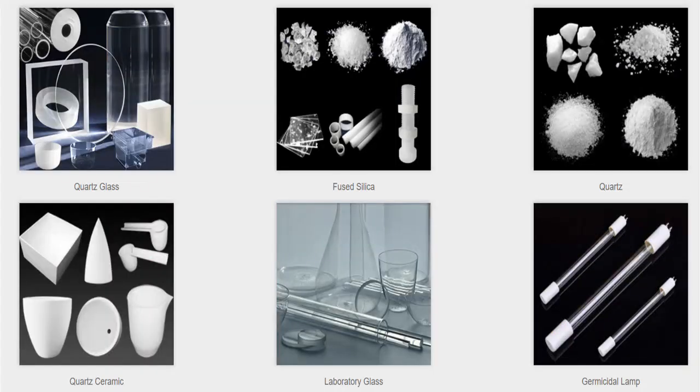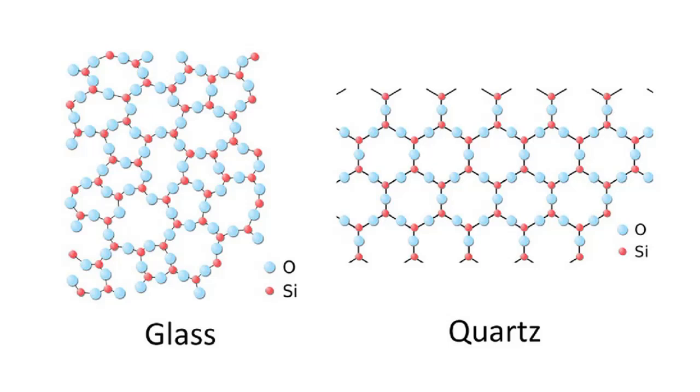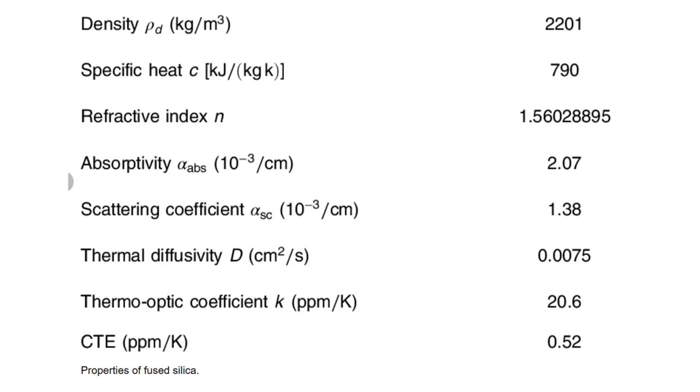Although fused silica is sometimes referred to as fused quartz or quartz glass, it's essential to differentiate it from crystalline quartz. Fused silica is an amorphous material, meaning it lacks the long-range atomic order found in quartz. Other names for fused silica include silica glass and vitreous silica. Now let's discuss the key properties of fused silica.